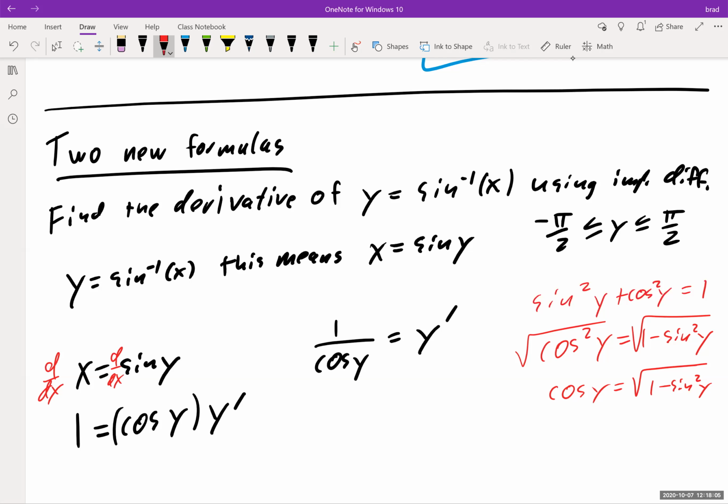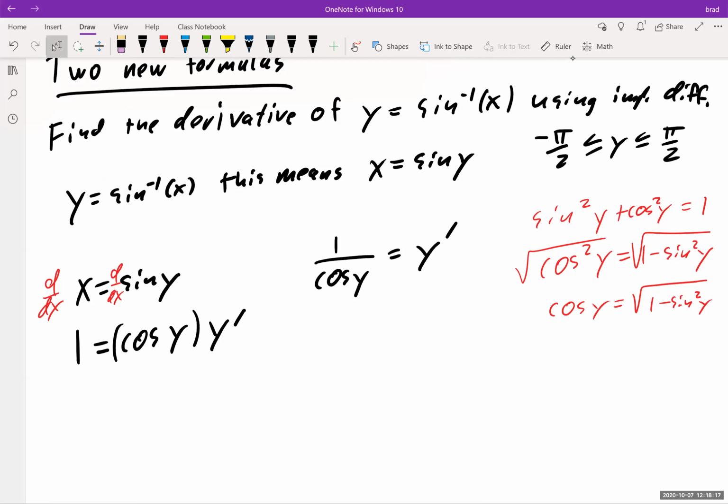Now, that's a little bit strange to think about, but it almost feels like I made the problem worse. But I'm going to write this. I'll come down here. So 1 over the square root of 1 minus sine squared y is equal to y prime. That may not seem helpful.